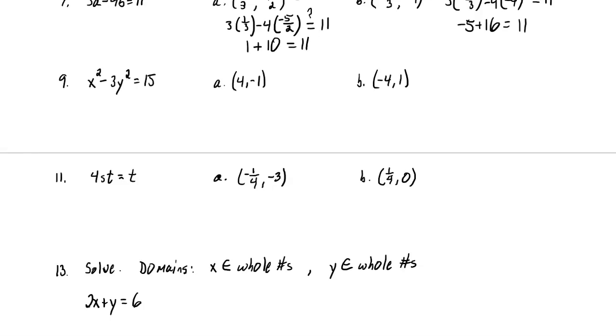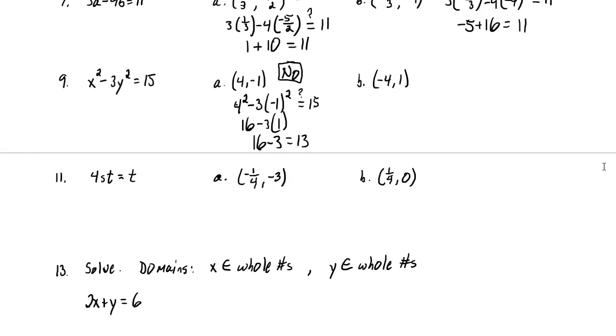Number 9, in place of x, fill in the 4. In place of y, fill in the -1. And we're wondering, does this make 15? 4 squared is 16, minus 3 times -1 squared is 1. So this is 16 take away 3, which is 13, not 15. This is no.